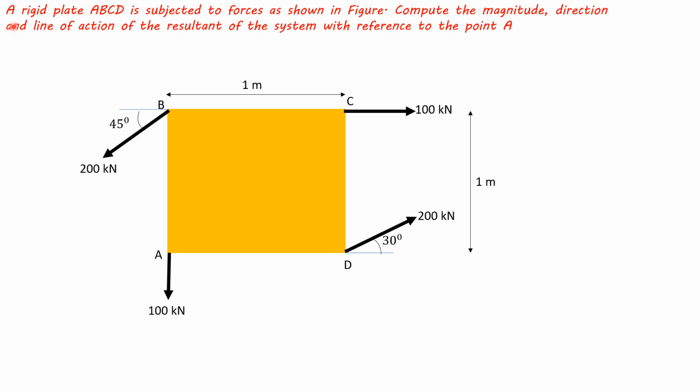In this problem, a rigid plate ABCD is subjected to forces as shown in the figure. It is asked to compute the magnitude, direction and line of action of the resultant of the system with reference to point A. We have to find the resultant in magnitude, direction and the line of action of the resultant of the system with reference to this point A.